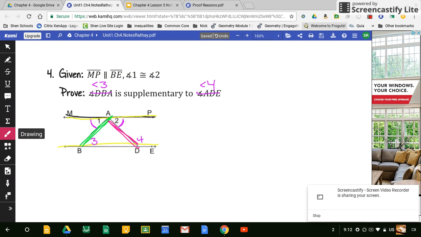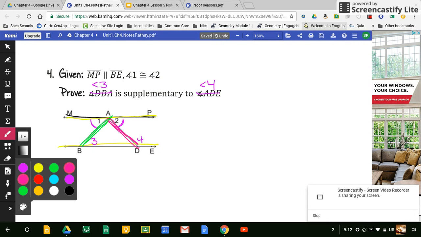Where does supplementary even come into play? The place I see it is with this pink transversal. Per that pink transversal, 2 and 4 have to be supplementary. And per the green transversal, 1 and 3 have to be the same. But since 1 is the same as 2, and 1 is the same as 3, 1, 2, 3 are all the same, which means all 3 of them are supplementary to 4. And we need to get that somehow nicely into a proof.